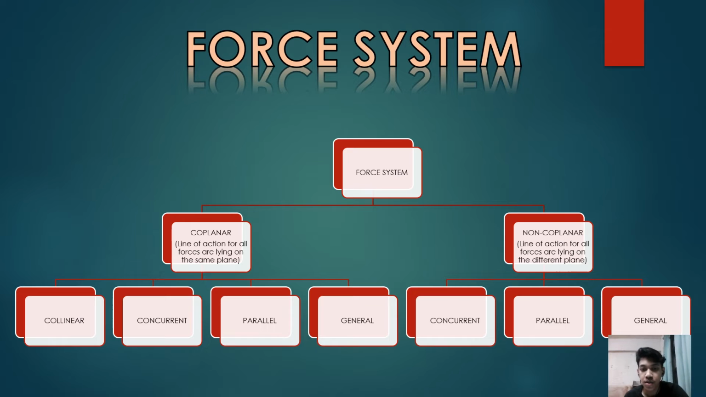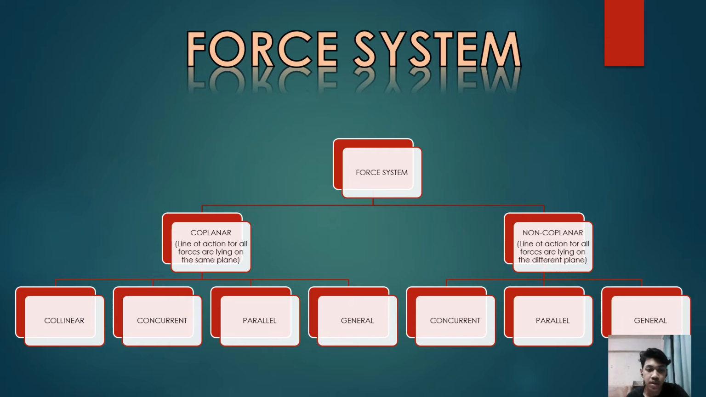Next, we are going to talk about the force system and types of force. Basically, a force system has two types of force: the first one is the coplanar force, and the second one is the non-coplanar force. For coplanar force, the line of action of all forces lies on the same plane. Meanwhile, for non-coplanar force, the lines of action of the forces lie on different planes.